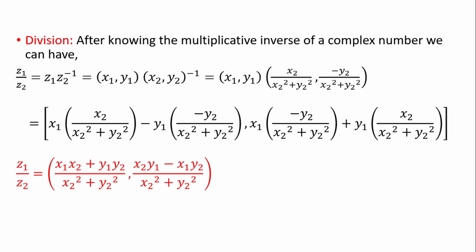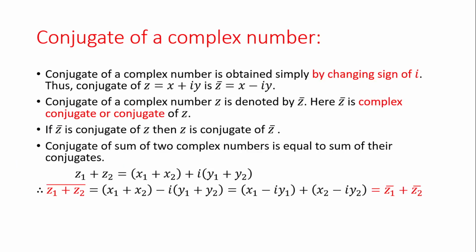What does it mean? It means if we have a complex number x minus iy, its conjugate will be again x plus iy. That is what the second sentence says: the conjugate of a complex number z is denoted as z bar, and z bar is the complex conjugate of z. If z bar is the conjugate of z, then z is the conjugate of z bar, simply because we are changing the sign of i. This property is there.